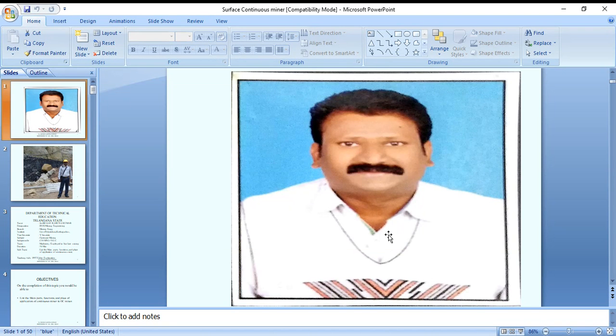Today we are going to a new topic, one of the parts of surface mining machinery. You are already aware that we have discussed many machines. Today's topic is the surface continuous miner, one of the heavy earth moving machinery, most popularly used in special selective mining operations. That is the surface continuous miner.